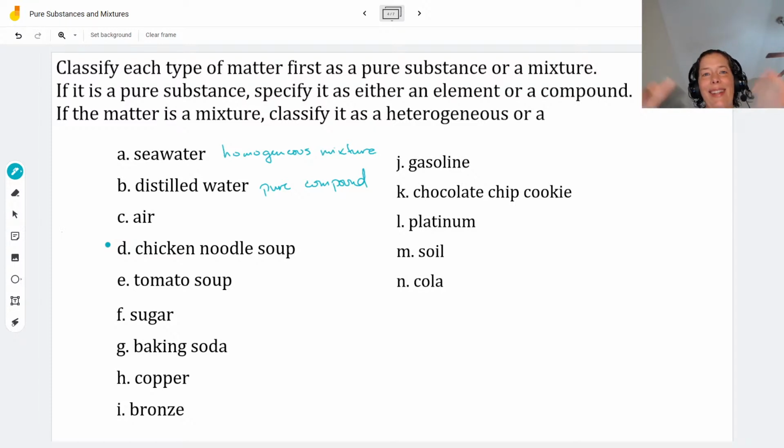Now, if you look at the air around you, can you tell the difference? So if you were to take a sample of air from over here or a sample of air from over here, would you be able to tell that there's a difference? No, it all looks very much the same. So air is going to be a homogeneous mixture.